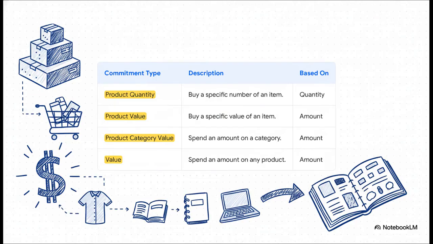Smart, right? And this is where you see the real flexibility kick in. A commitment doesn't just have to be for, say, 10 units of one thing. It could be a promise to spend $50,000 on a specific product, or maybe $10,000 on a whole category like auto speakers. Or it could be super broad like, I'll spend 10 grand on anything you sell. This lets companies tailor their deals to fit each customer just perfectly.